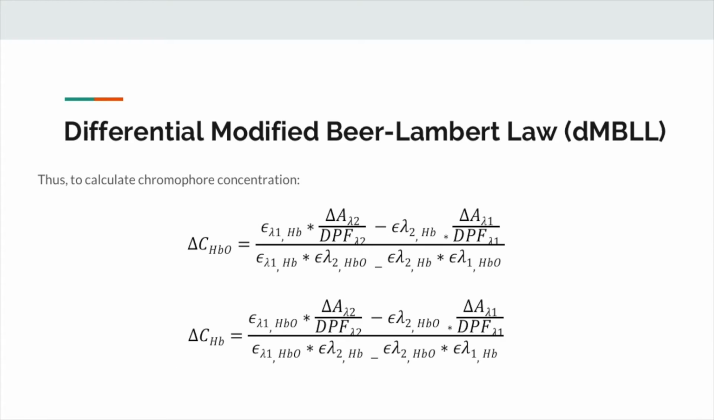Now finally, we can rearrange this equation and find out the concentrations of our chromophores. And again, we're not finding absolute concentrations with this equation. We can only find change in concentration, and that change would be from that baseline value I talked about. So it's this math that your code is doing under the hood.